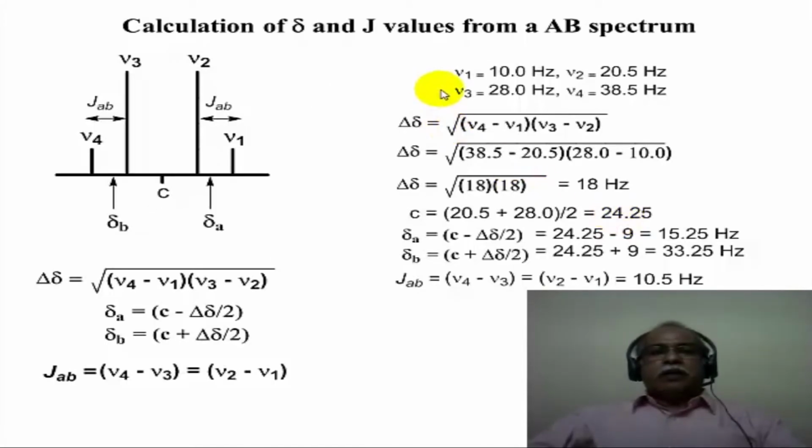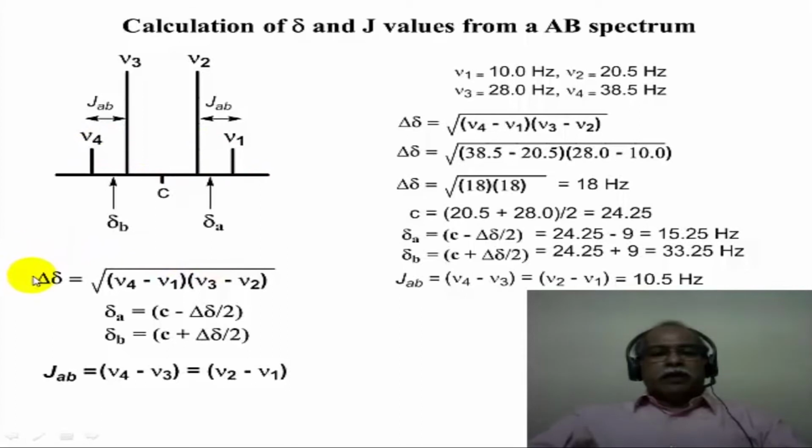Now, how does one calculate the delta value and J value from an AB spectrum? Consider this to be an AB spectrum. One sees 4 frequencies, frequency 1, 2, 3 and 4, labeled as mu1, mu2, mu3 and mu4. The difference between mu1 and mu2, or between mu3 and mu4, is the JAB. So, the J value can be easily measured from an AB spectrum by measuring the difference in frequency between 1 and 2, or 3 and 4.